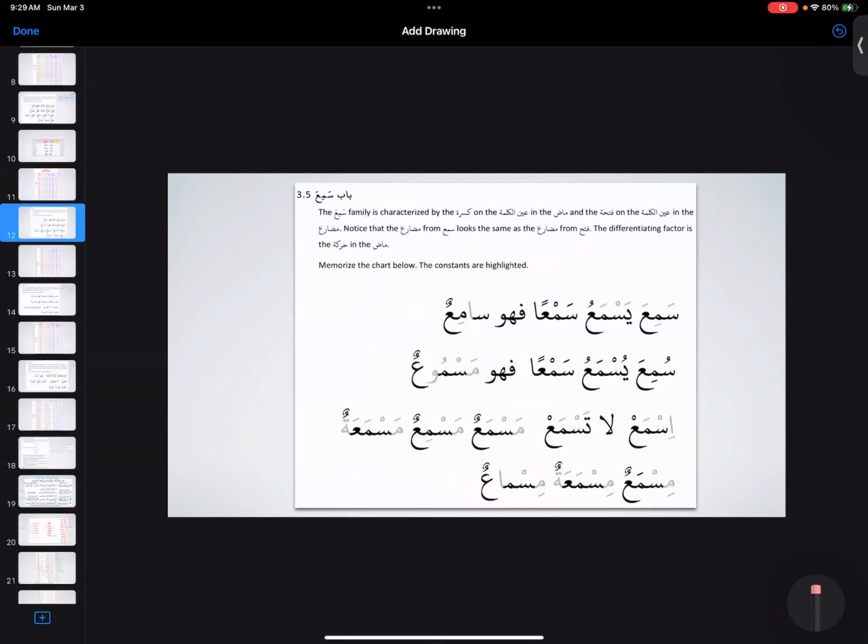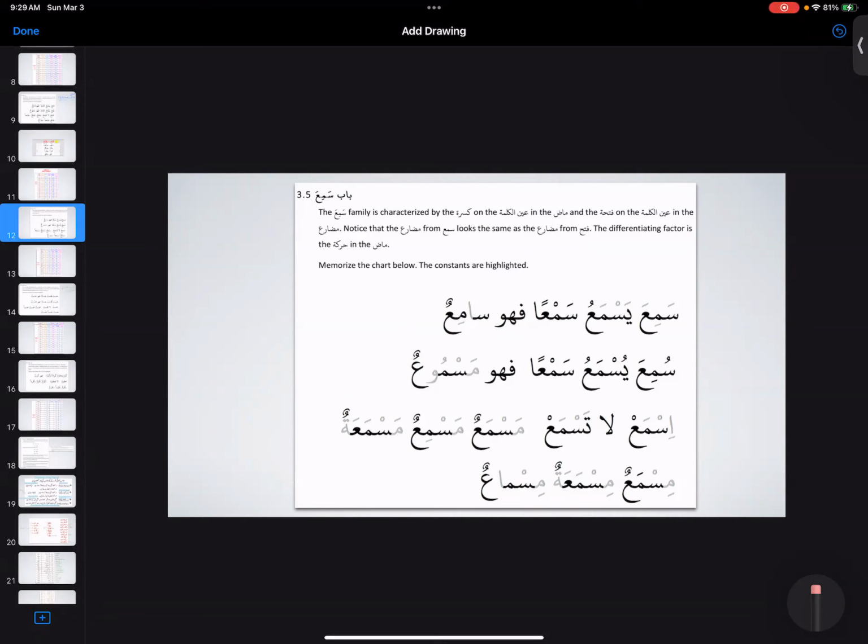And then we have sami'a yasma'u. So all the fathas in madi are gone. What are the three clans that have all three fathas in the madi version? Nasara, Daraba, and Fataha. So the common thing is that they all have fatha in madi.